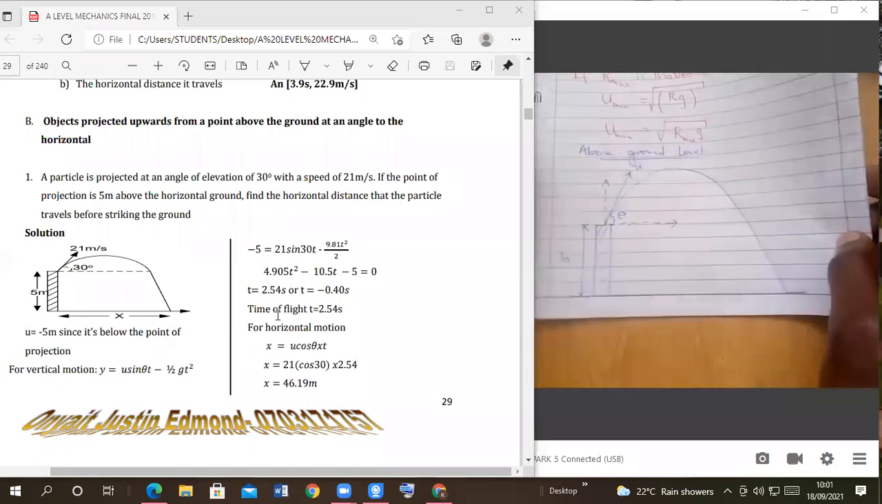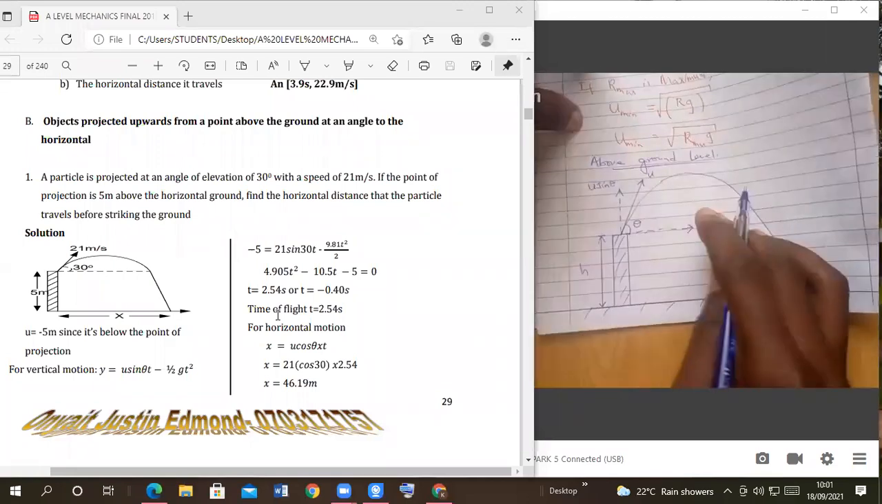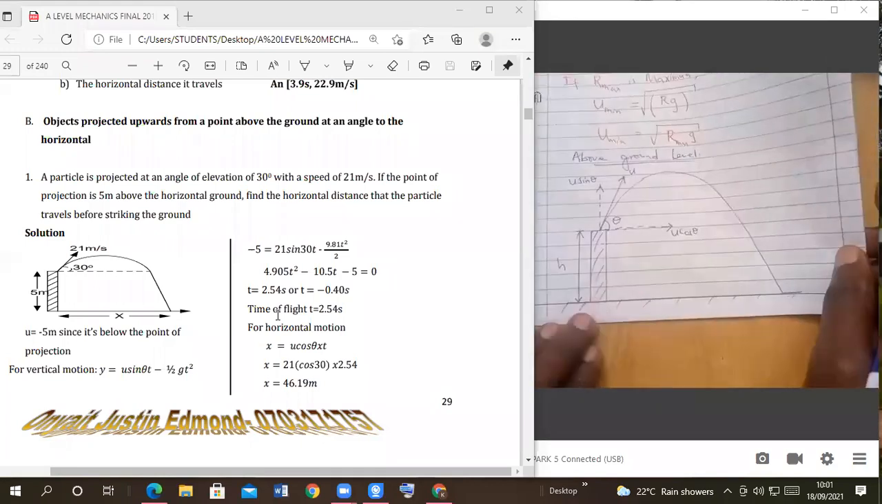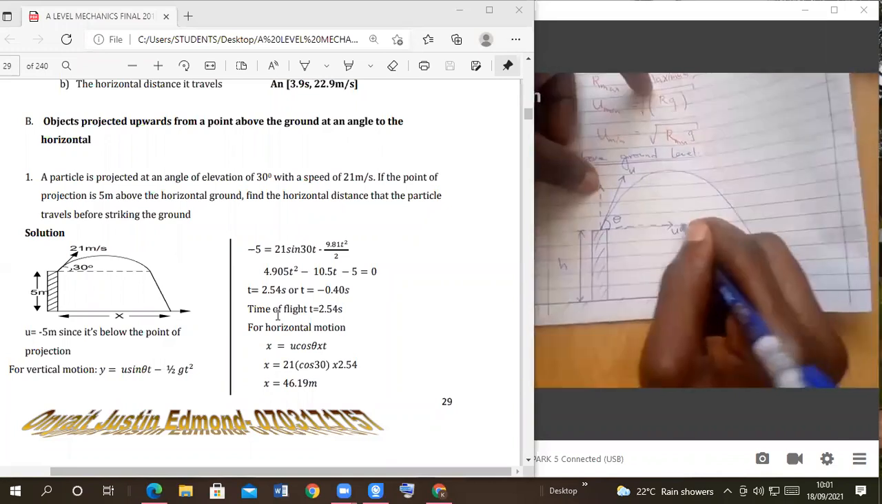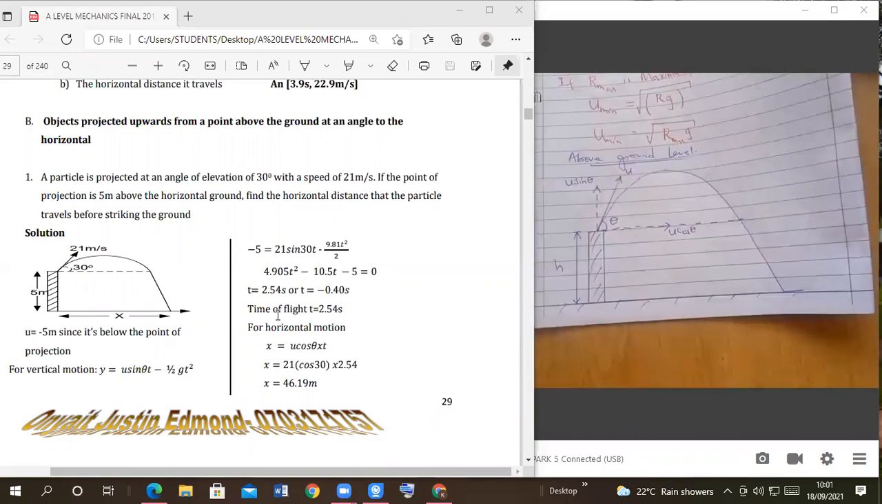This one still remains U sine theta. This one is still U cos theta. So now what else? Is there anything new there, members?